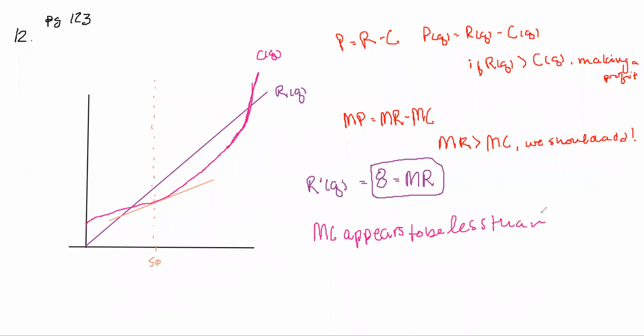So should we add a bus? Yes. Exactly. We should add a bus because our marginal revenue is greater than our marginal cost.